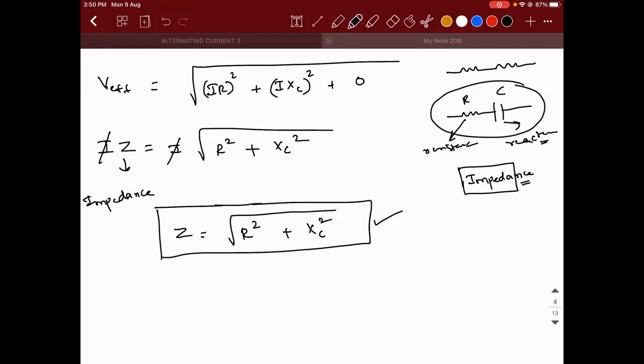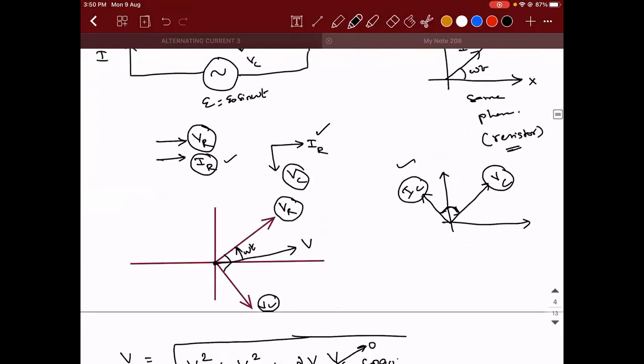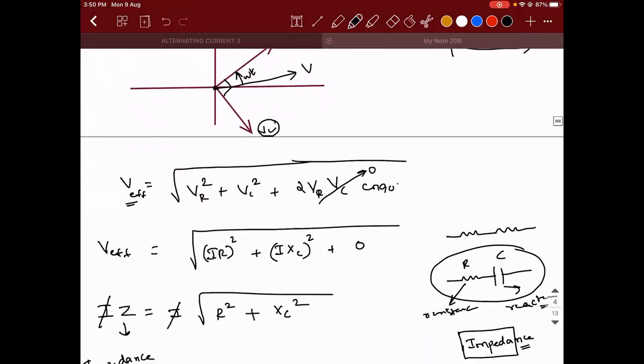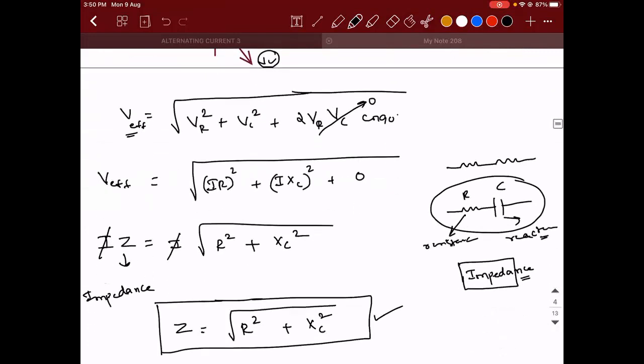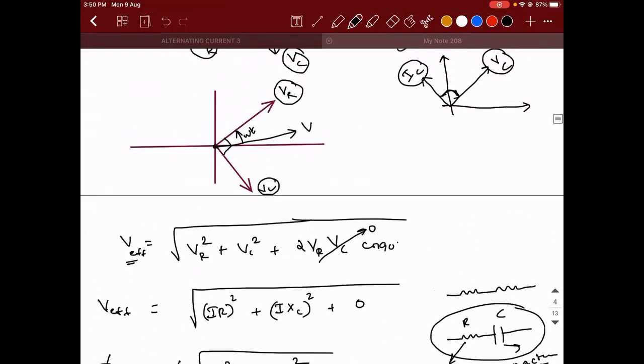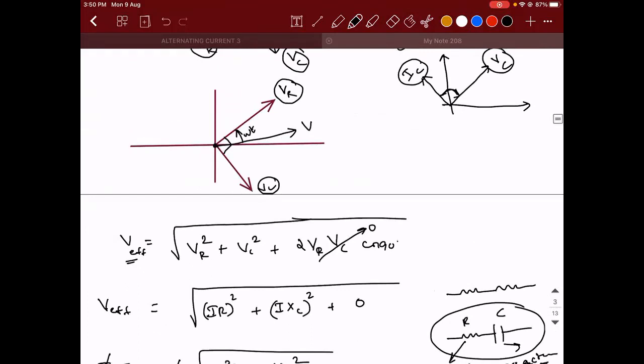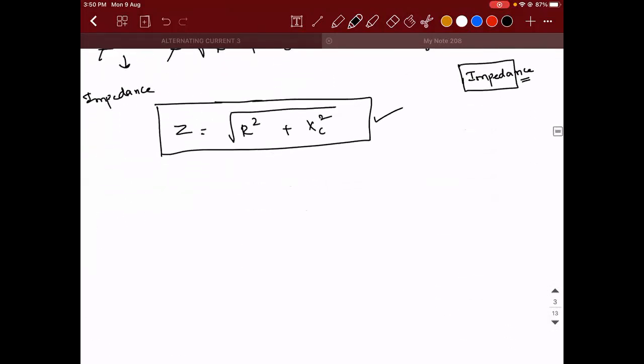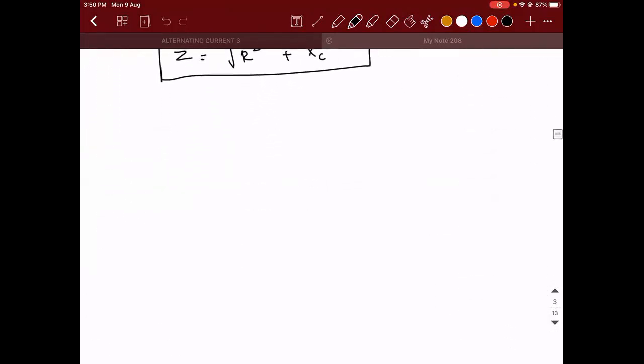Okay, here VC lags VR by pi by 2, right? Sorry, VC lags VR by pi by 2. That's right. But generally we don't use lagging or leading between the same physical quantity. There we used it because it was between voltage and current.